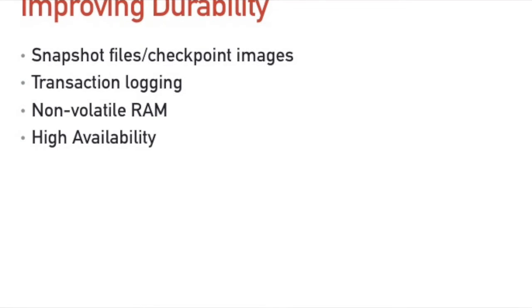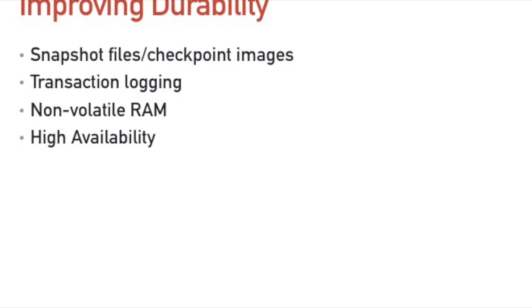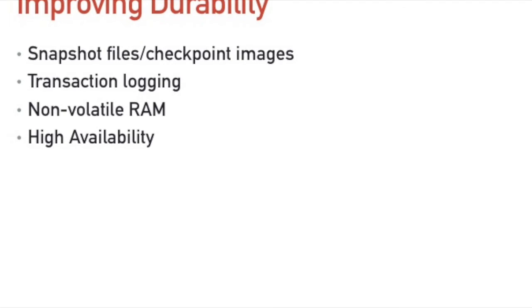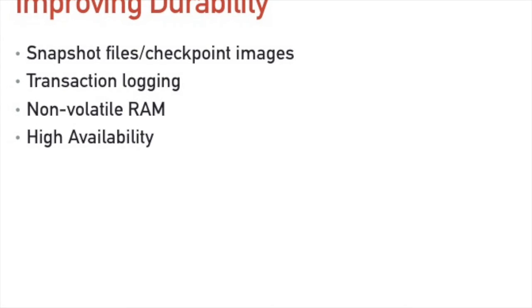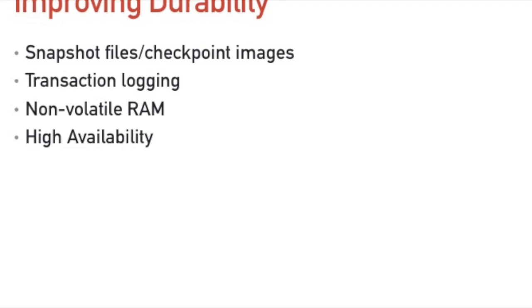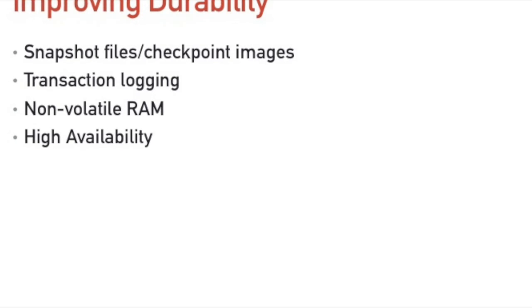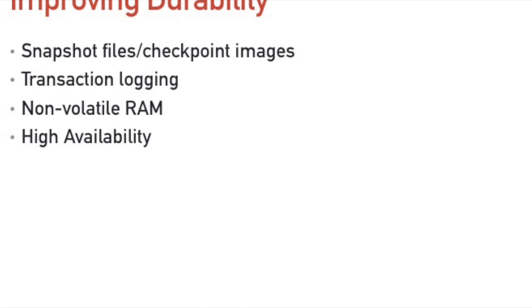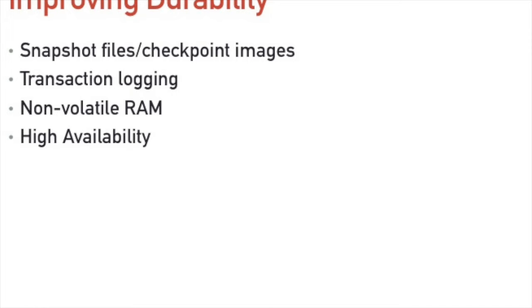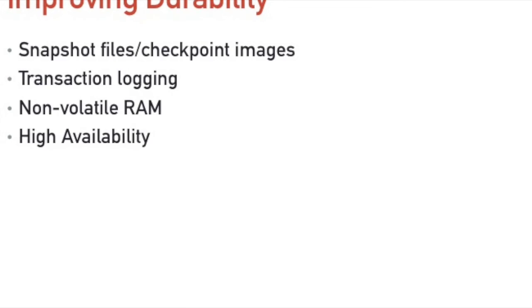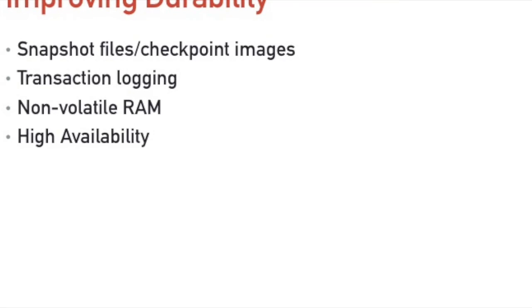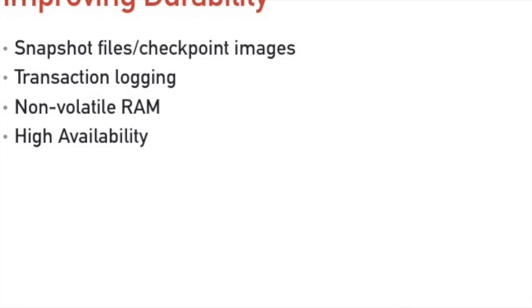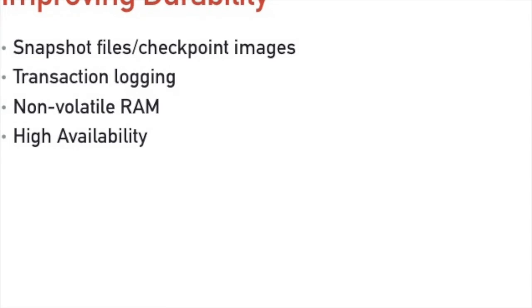Another mechanism for improving durability is transaction logging. This records changes to the database in a journal file and makes the automatic recovery of an in-memory database easier. Non-volatile RAM is another module. This is in the form of a static RAM that is backed up by battery-powered RAM. This allows in-memory databases to recover data after rebooting. High availability also helps improve durability.